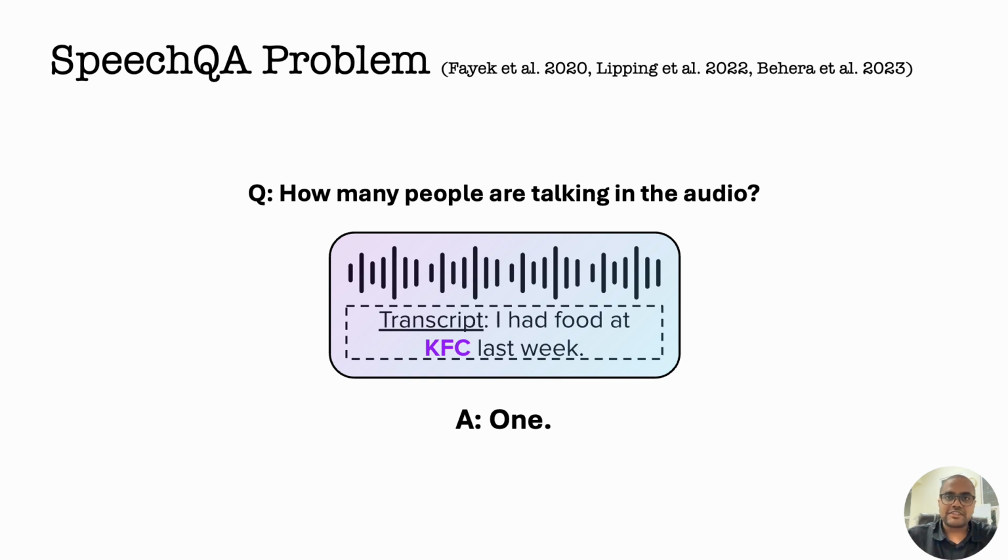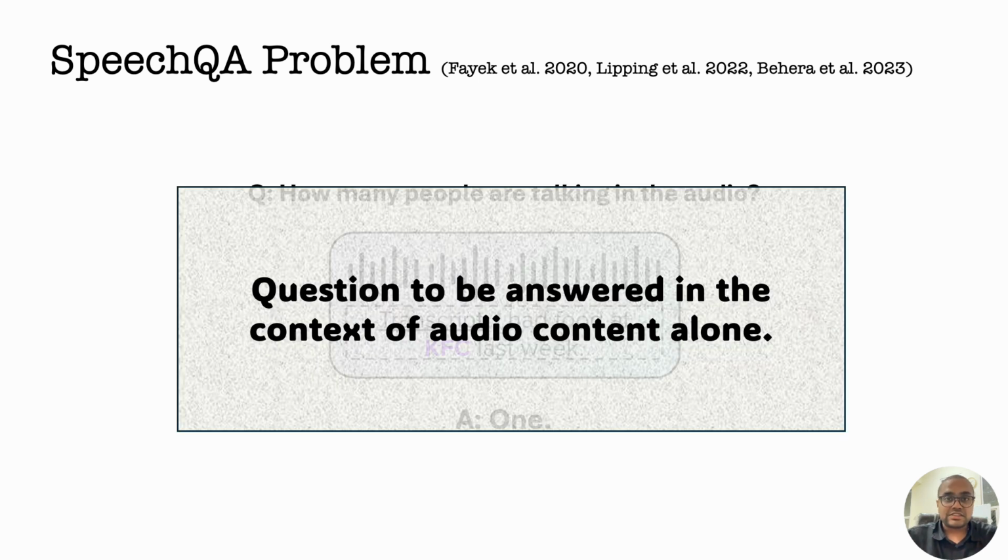Delving into the problem, speech QA or audio QA in general refers to the task of answering a question for a given audio. Consider this example where the question is, how many people are talking in the audio, for a given audio whose transcript is shown below: I had food at KFC last week. The system has to answer the question as one. In such a traditional speech QA setting, a question has to be answered from the audio content alone.